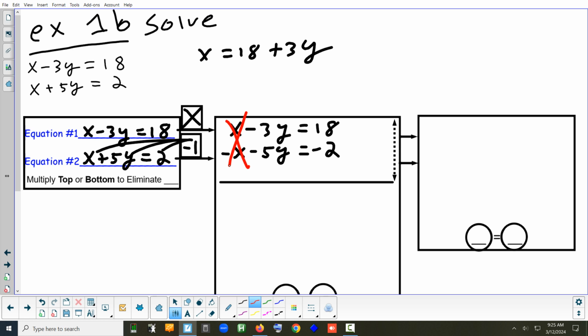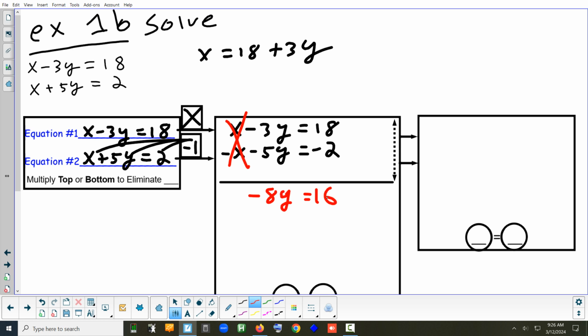Okay, something has to eliminate. That's why it's called elimination. So the x's are eliminated. How about if we add the y's up? What do we get when we add those? -8y. Yep. And when I add the numbers on the other side, I get 16.